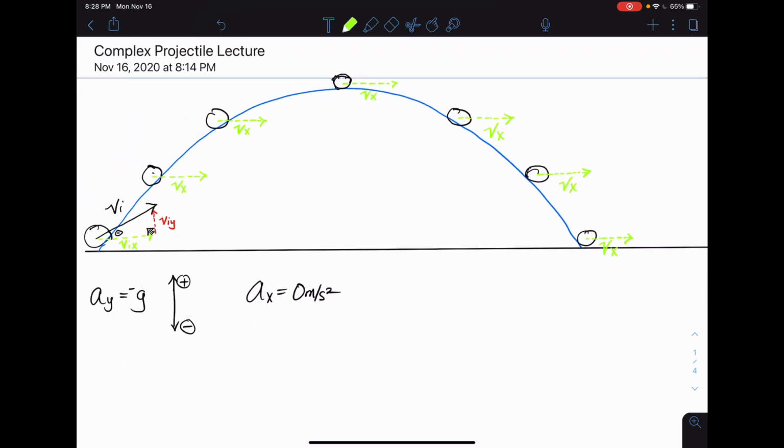Now in the y direction, since we're accelerating downwards in the negative direction, this y velocity is not going to stay ViY. So at this point right here, it's going to start to get smaller. I don't know if you can tell that's smaller, but it definitely is. And then at this point right here, it's going to get even smaller still. And then at this point right here, it's going to equal 0. And that's an important thing to realize, is that Vy at the top, so I'll call it Vy top, is equal to 0 meters per second.